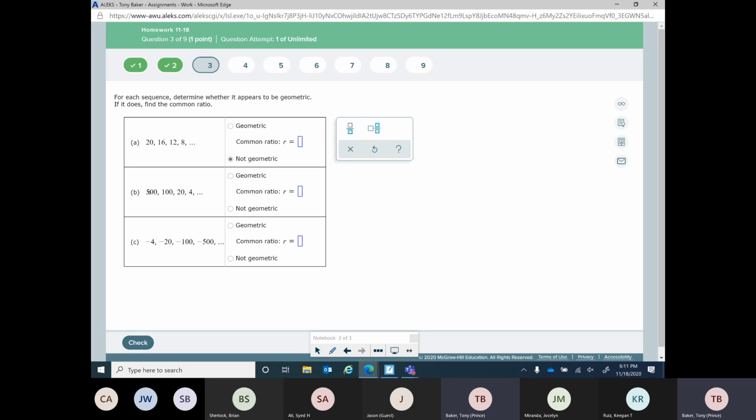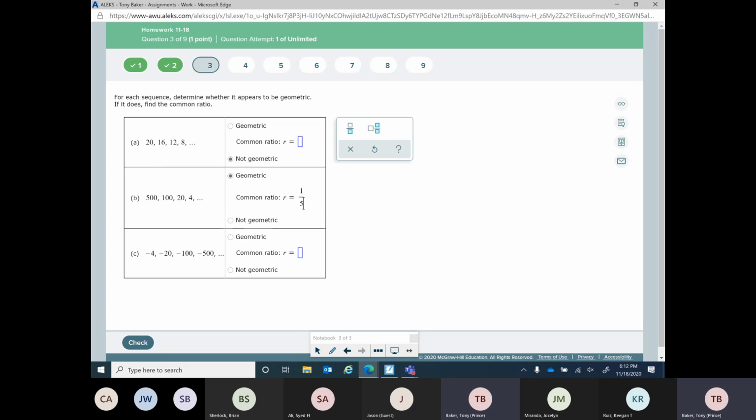The next one, 500 to 100, divided by 5, 100 to 20, divided by 5, 20 to 4, divided by 5. So that's geometric, and my ratio is 1/5. That's how we show division by 5.